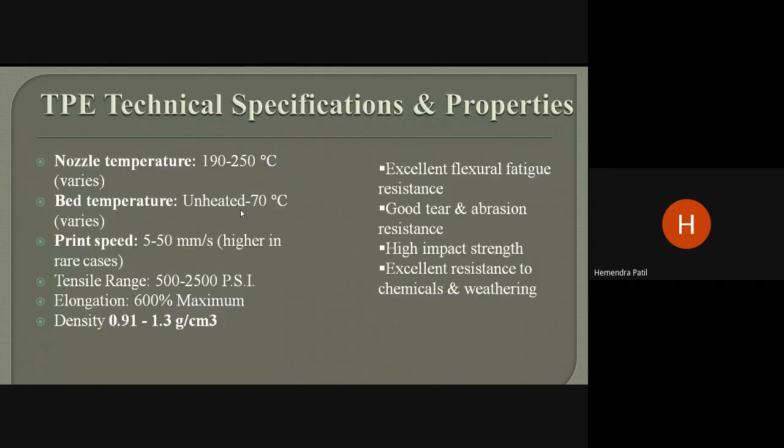And these are some technical specifications of TPE. Nozzle temperature is 190 to 250 degrees Celsius, varies, and bed temperature is 100 to 70 degrees Celsius. And the print speed you will get is 5 to 50 mm per second. The tensile range is 500 to 2500 PSI. Elongation is 600% maximum of the TPE material before printing, and the density is 0.91 to 1.3 gram per cubic centimeter.